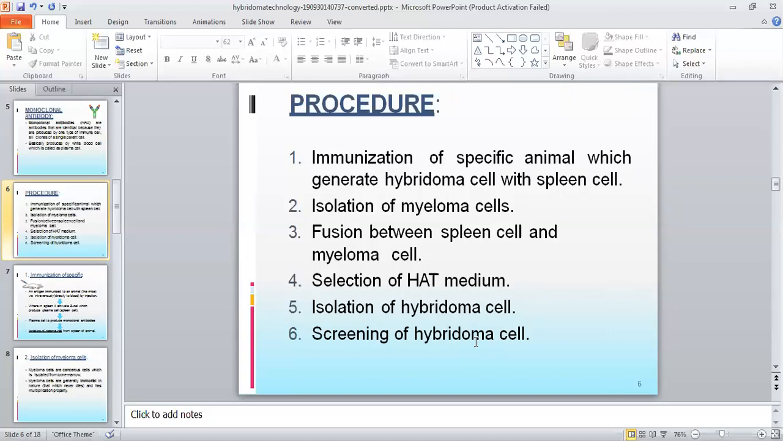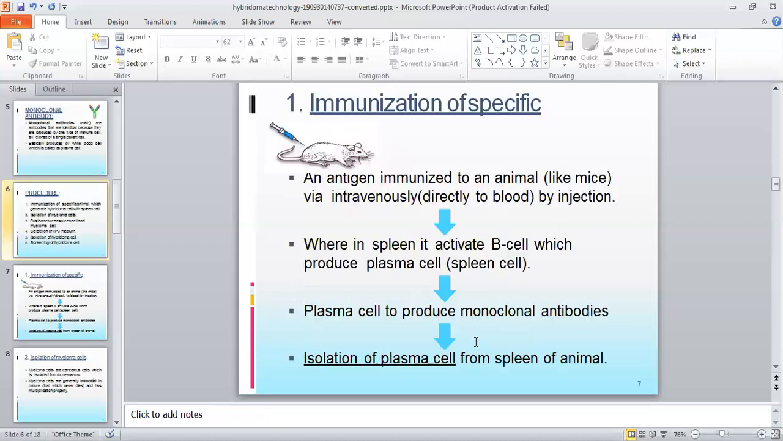In the second step, we isolate the myeloma or cancer cells from the bone marrow. In the third step, the plasma cell and the myeloma cell are fused to each other to produce a hybrid cell. The fourth step is the selection of HAT medium. The fifth is isolation of hybridoma cells, and the last one is screening of hybridoma cells.